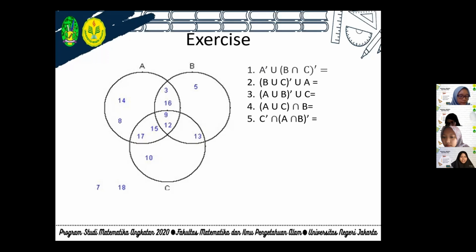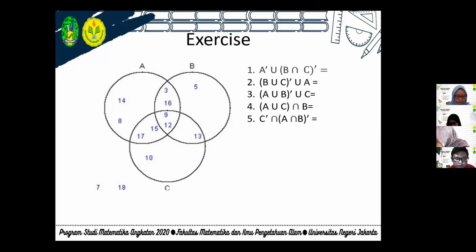Can I try to answer number 1? Yes, of course. The answer is 7, 18, 10, and 5. No, it's still wrong. Actually, Sita's answer is almost perfect, but there is one number that she didn't say.